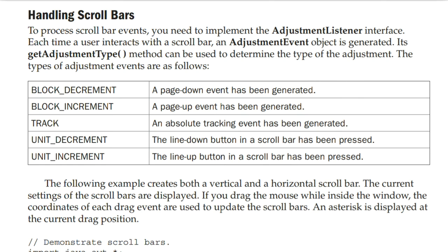The following example creates both a vertical and a horizontal scroll bar. The current settings of the scroll bars are displayed. If you drag the mouse while inside the window, the coordinates of each drag event are used to update the scroll bars. An asterisk is displayed at the current drag position.